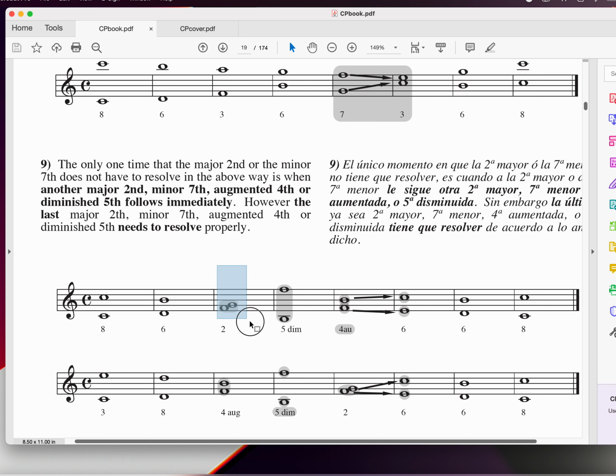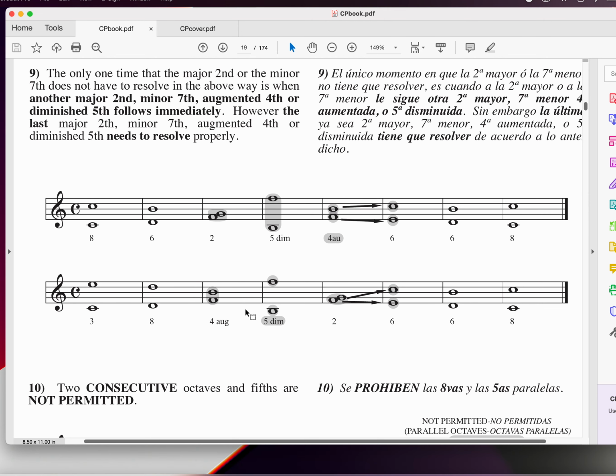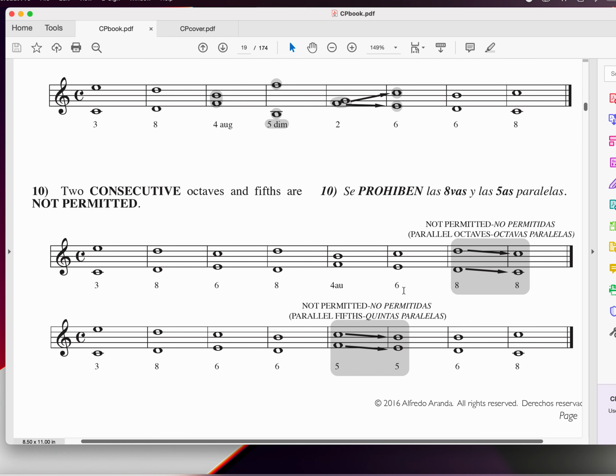So this is just like a family of conditional intervals that all belong to the 5-7 chord. The last one is the one that needs to resolve, and it does here. The F goes to the E, and the B goes to the C. And you can have it in any order you want. Like in this case, we have an augmented fourth, diminished fifth, and the major second. And it did resolve to the same interval.